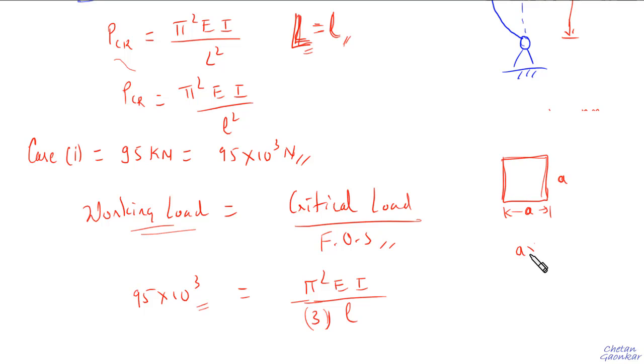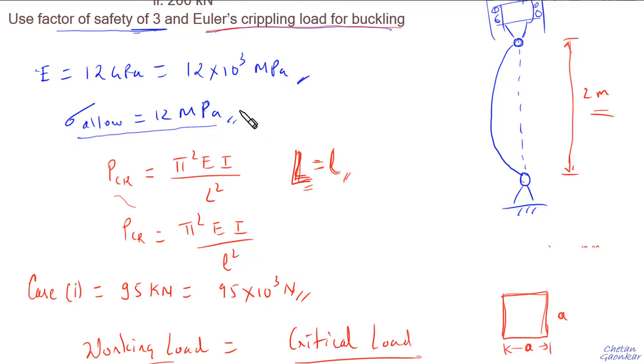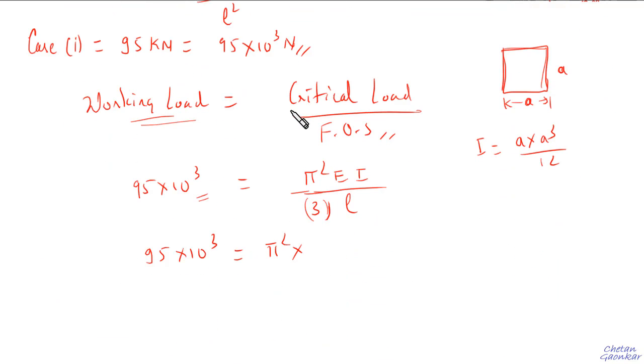It will be A multiplied by A cubed by 12, right? So I will be this. So if I further substitute the value of this I in this expression, what I will get, this will be 95 multiplied by 10 to the power 3 equal to pi square multiplied by E. E is given as how much? It is 12 multiplied by 10 to the power 3 megapascal.